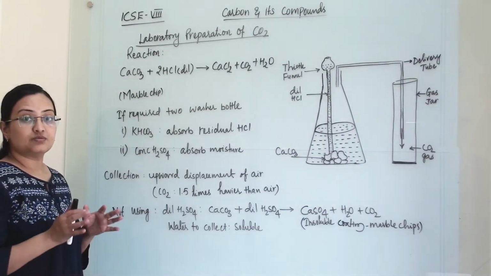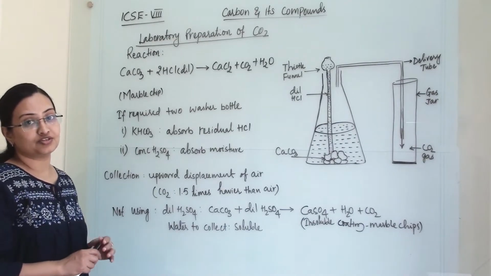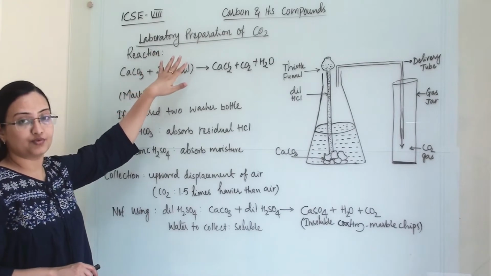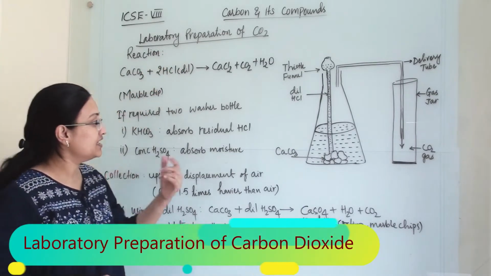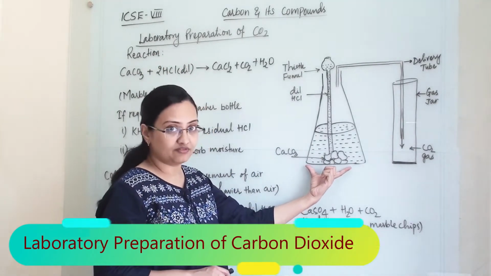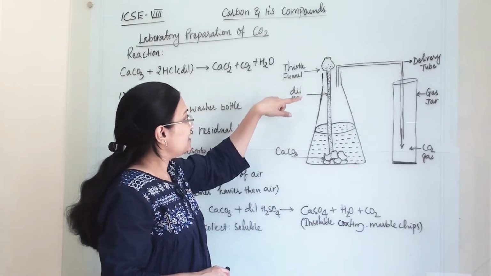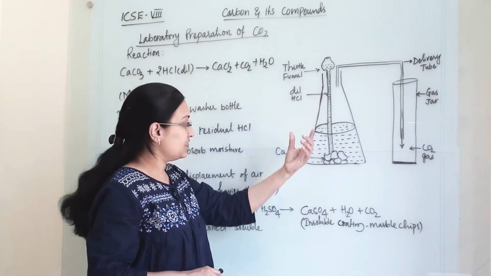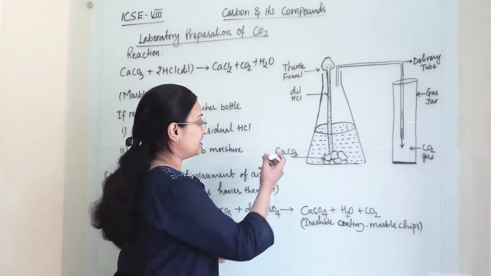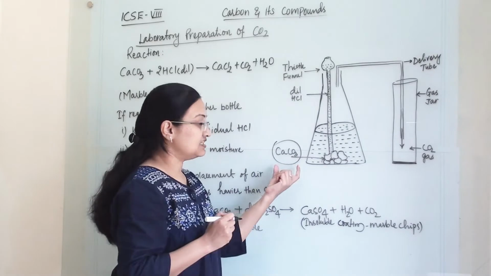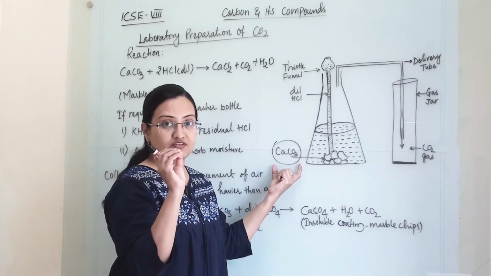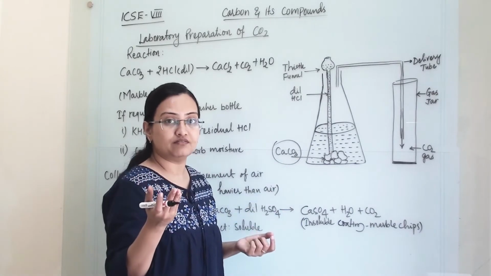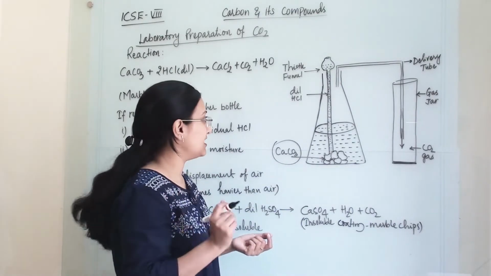Earlier we have discussed some of the general methods of preparation of carbon dioxide. Here this method is known as laboratory preparation of carbon dioxide. In this we have taken one conical flask. In that we are adding dilute hydrochloric acid via a thistle funnel. In the conical flask we have taken calcium carbonate. These are the marble chips, which are a source of carbonate, and later on it will give us our desired product, that is carbon dioxide.